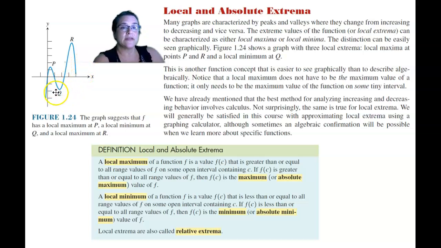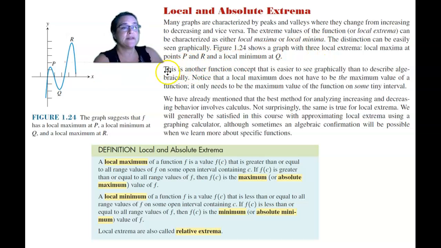Okay, Q is a local or relative minimum because it is a low point, but not the absolute lowest point, because you can see here that this end of the graph continues going down lower. So Q is a local or relative minimum.